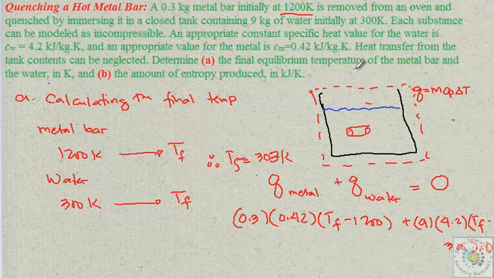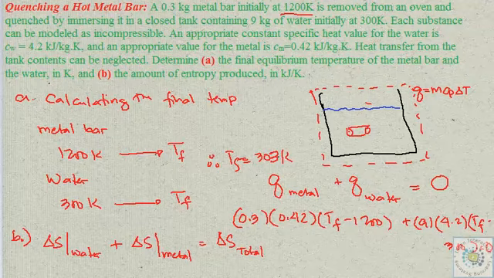Now, the second question is, what about the entropy? Entropy more or less will give us an idea of how much entropy is generated. In this case, entropy generated is simply the sum of the entropy change for the water and the entropy change also for the rod, or the metal. That will be the delta S total, or the change or generation of entropy. So how do we calculate entropy change?